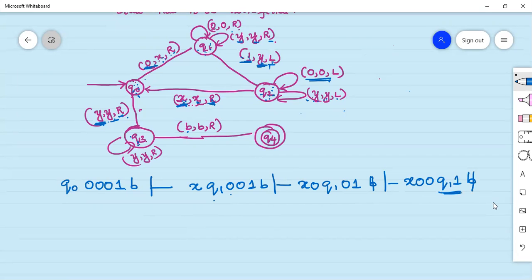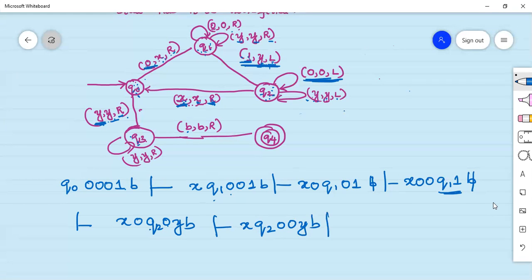Now Q1 on 1. So Q1 on 1 is you replace 1 by Y. So 0, 0. And this 1 is replaced by a Y. After that, you move towards left and you make it as Q2. So it will be Q2 moving towards left. So Q2 on 0, you can see you just move towards left, right? So I got 0. So Q2 moves towards left.